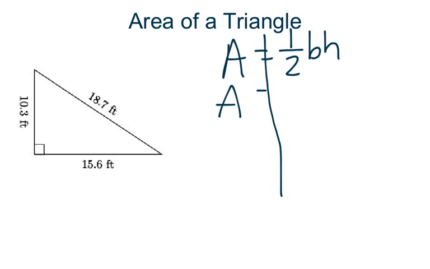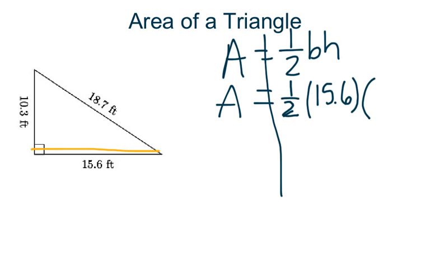So I'm going to fill in what I know. I don't know the area, so it's going to come down. I'm going to bring the 1/2 down because we haven't used that piece of information yet. And then the base of this triangle, I'm going to say is 15.6 feet. So I'm going to put 15.6 where that B is for base.